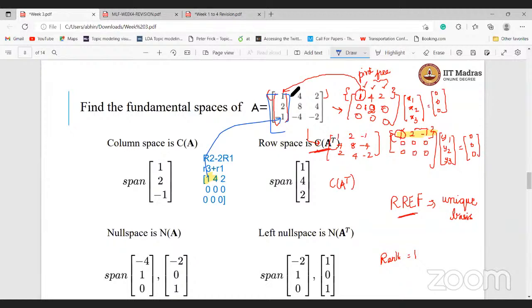Hello? Am I clear? Yes, sir. Clear, right? Yes. Now, what to do for row space?